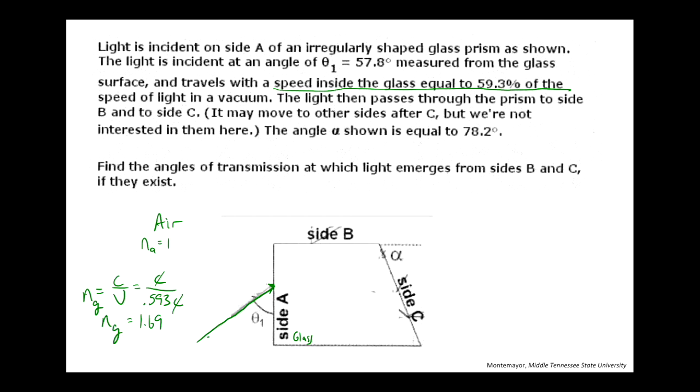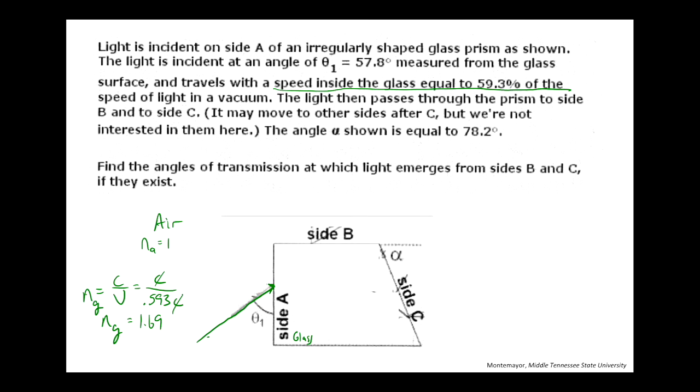Notice there is no unit for index of refraction. It's velocity over velocity, so all the units cancel out. So 1.69 for the index of refraction of glass. So let's start with this first interface. We have a beam of light coming in. It's hitting the side of the piece of glass, and it's going from air into glass. Okay?